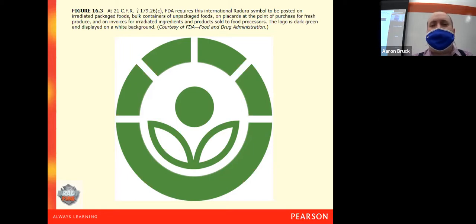And again, this symbol is put on any kind of foodstuff. Produce, so lettuces, cabbages, bagged salads, tomatoes, any kind of meat or poultry. If you see the Radura symbol, understand that that's what it means. It means that that food has been irradiated for the purposes of killing bacteria and other kinds of potential baddies on the food.